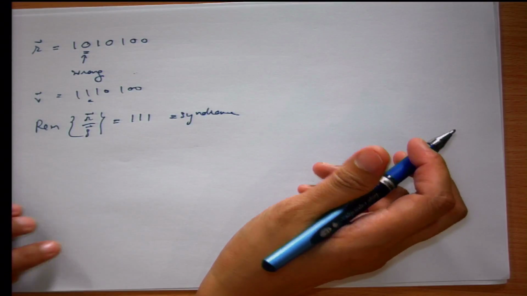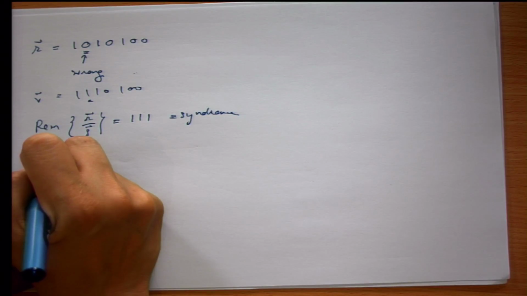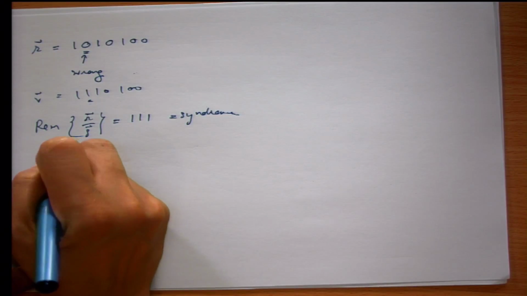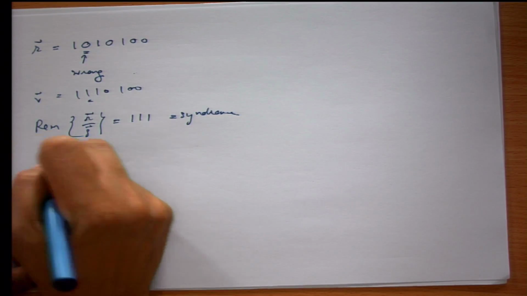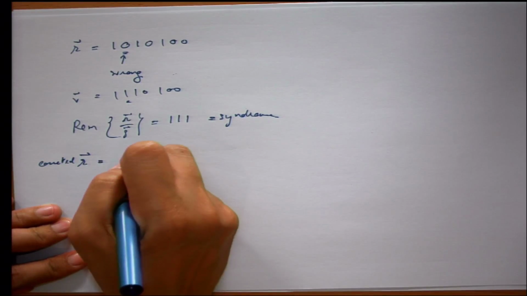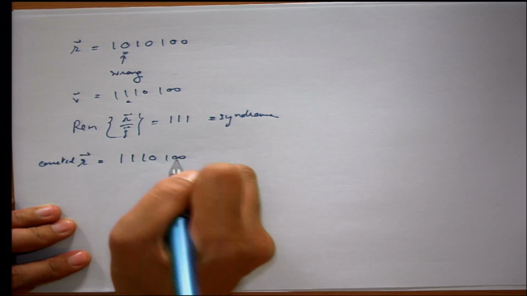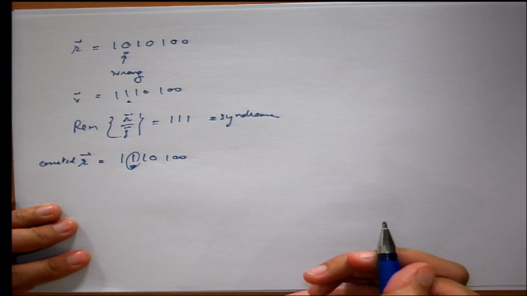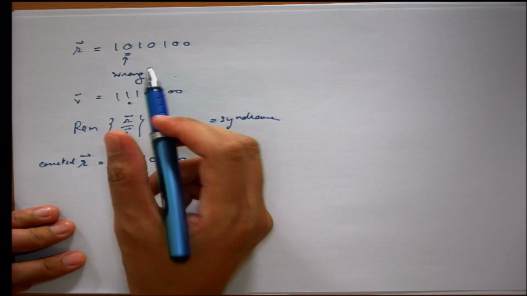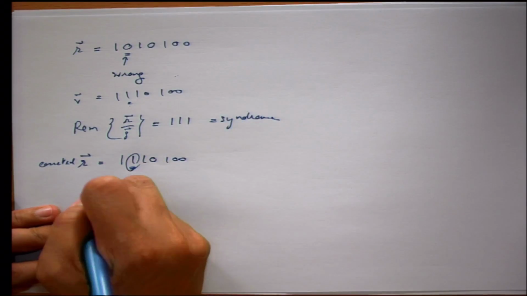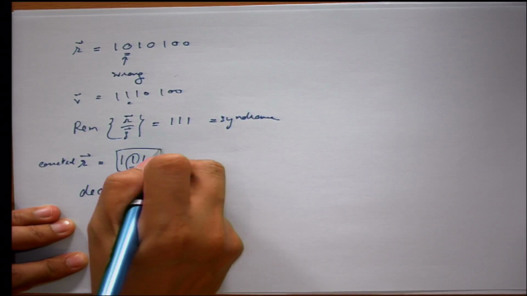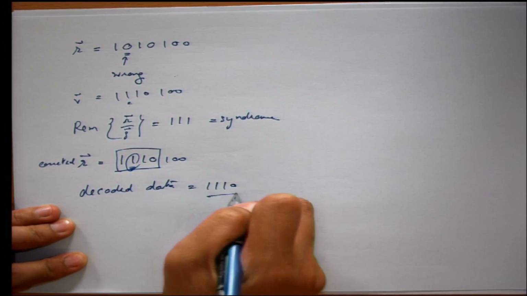So the receive sequence that has been corrected would be 1 1 1 0 1 0 0, okay, because we know that the error is in the second bit. So since binary value has only 0 and 1, if 0 is wrong, then the correct bit has to be 1. And what is the decoded data? The decoded data are the first 4 bits, okay, so 1 1 1 0, the same.